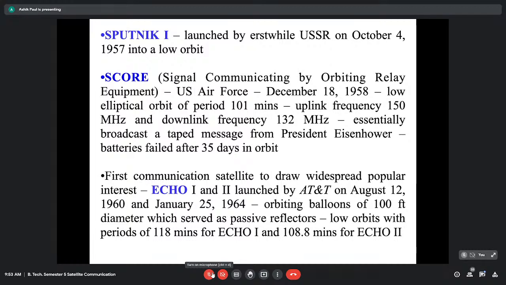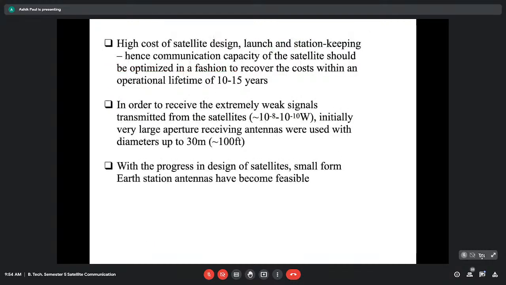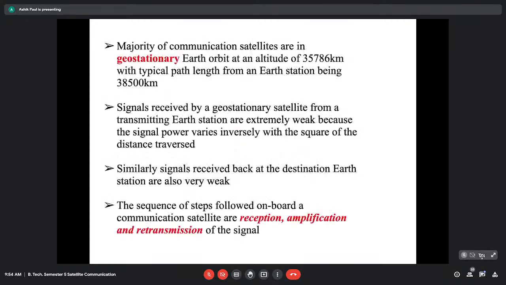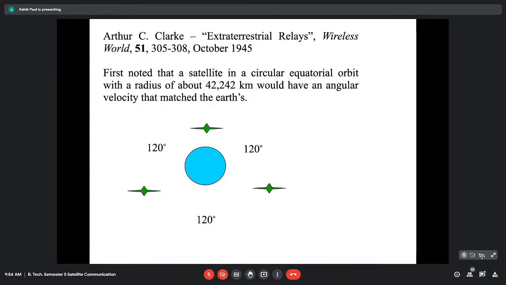So, as I was mentioning, when Arthur Clarke first postulated the idea that we could put artificial objects in space, he did not name them satellites, because at that time the term satellites was mostly used for natural objects like the stars and the planets. Instead, he used the term extraterrestrial relay.